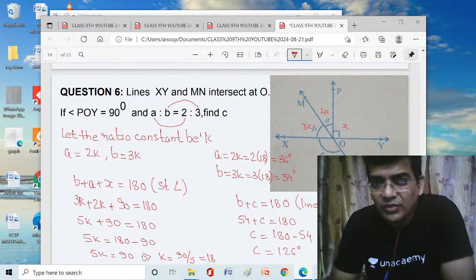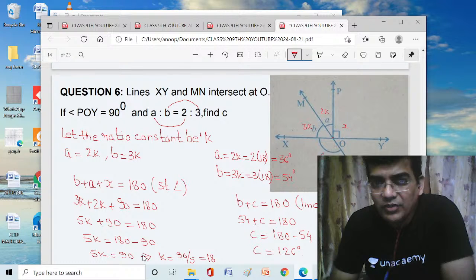So substituting value for A, 2K, it becomes 36. Substituting for B, B is 3K, so it becomes 54. So I've got A and B. Now I have to find C. So if I see MN is a straight line, so B and C, they are linear pair, right? So their sum will be 180. B is already known to me, so I will calculate C, and I am getting C as 126. Hope this is clear to you.